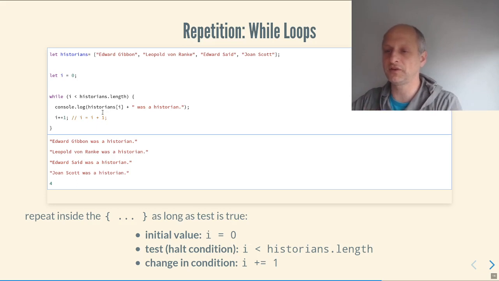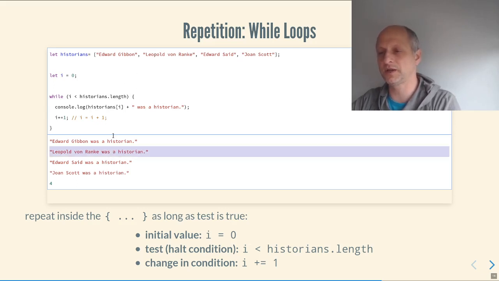So the first time I is 0, but now when we go through the loop, I is 1, still less than historians.length, and we get the 1th element of the array, which is Leopold von Ranke, and we print out Leopold von Ranke was a historian. We go to do it again, we get Edward Said, and the last time we get Joan Scott, and so we get a total of 4.